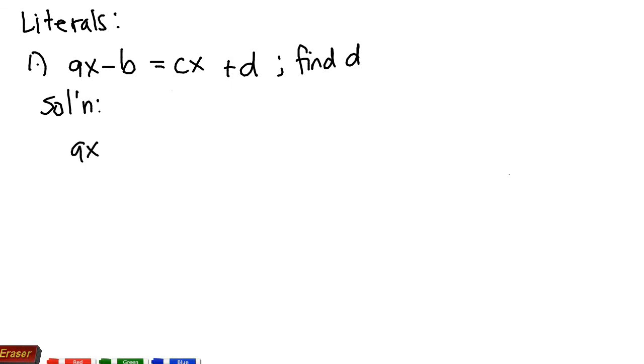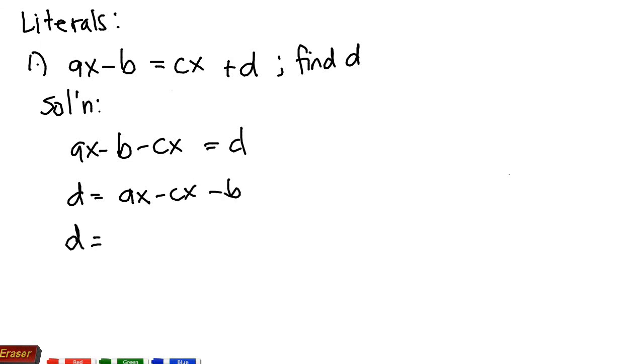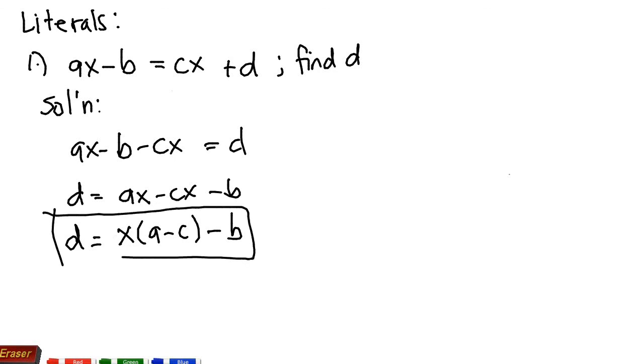Okay, so you have ax minus b minus cx is equal to d. So therefore your d is equal to, okay, combine similar terms, you have ax minus cx minus b. Your common term is your x, so therefore you have x times a minus c, minus b. Okay, so this is now your d. That is now your answer.